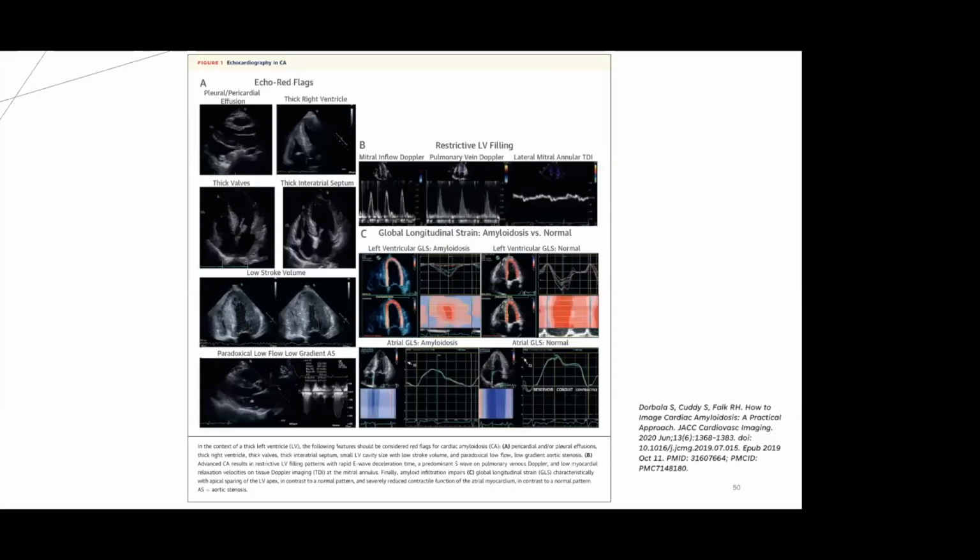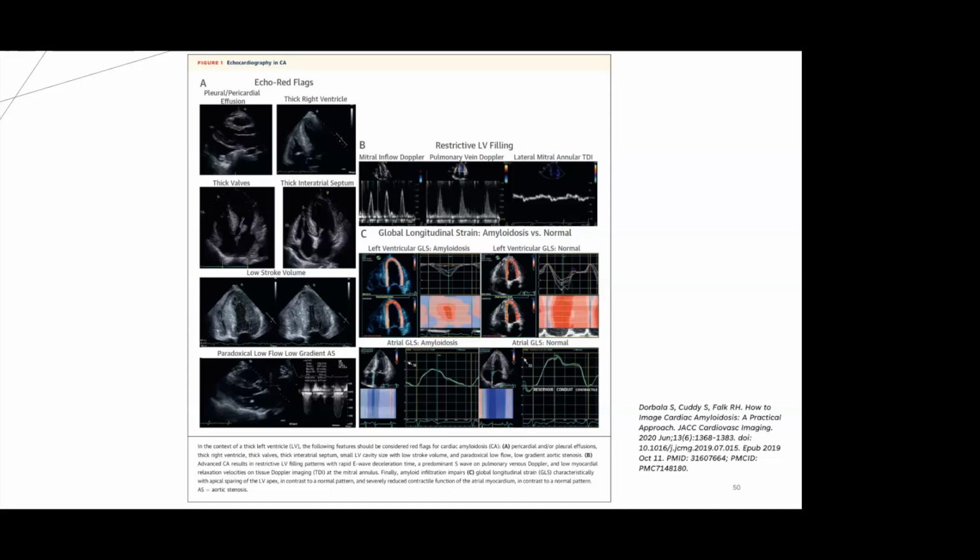So to summarize, I want everyone to have these red flags in mind when scanning these patients. If you see pleural or pericardial effusions, biventricular thickness, thickened valves, thickened interatrial septum, a low stroke volume, or low flow, low gradient aortic stenosis, those are some important signs.